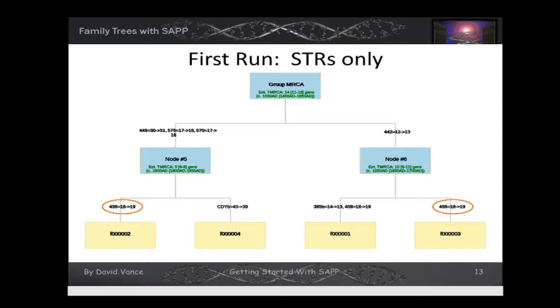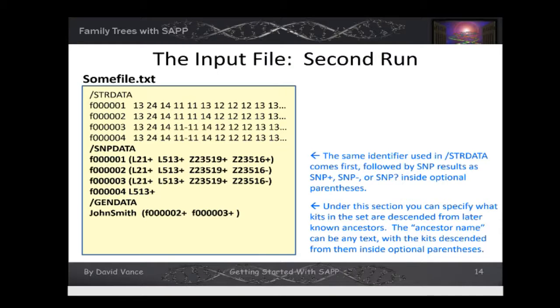I'm going to switch over now and do a second run that takes the same 4 kits, so the same STR data, and adds SNP data and genealogy data to it. So in this case, I have a /SNP data line. I add as many of the kits as I have SNP data for. It doesn't have to be the same number of kits, but it has to be the same kits themselves.